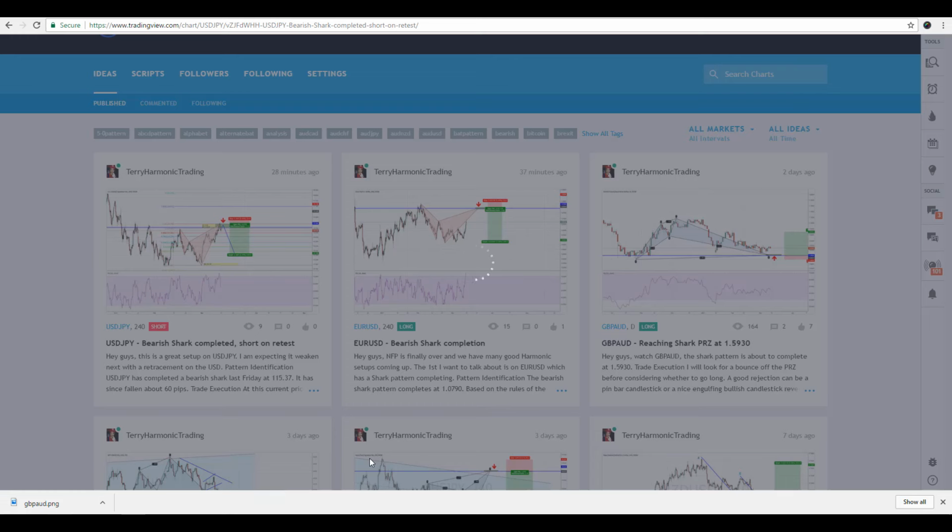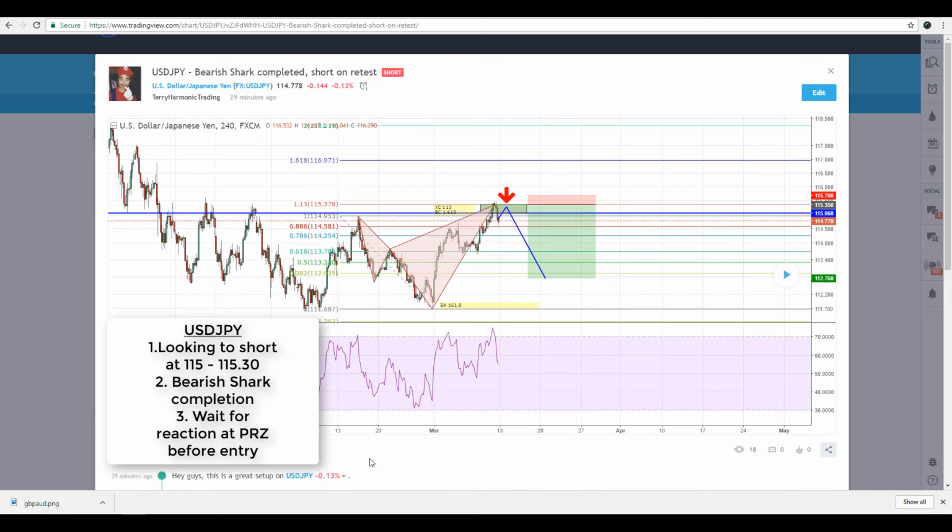Okay. After NFP, I guess dollar yen. I think the interest rate did not go up. I'm not sure. Sorry, I did not prepare. I'm not really a news trader, but right here, right now at this price, for dollar yen, we are at the completion of a shark pattern.